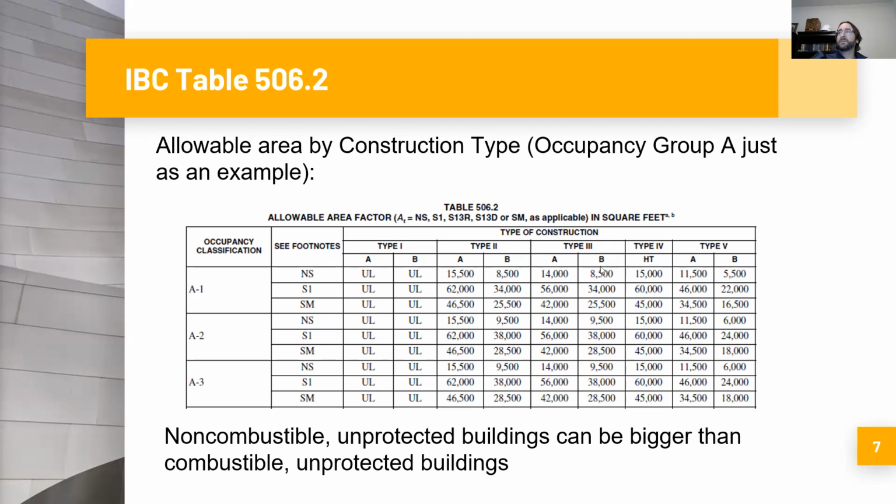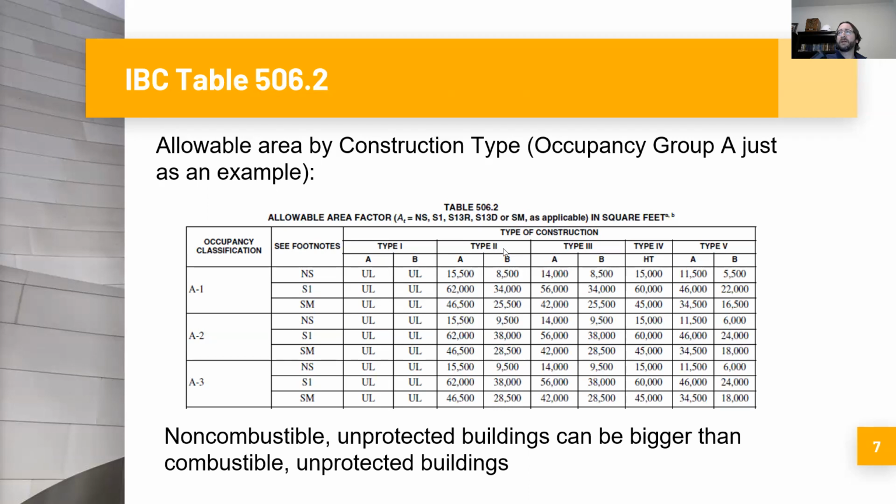You really can't build a very big building out of combustible materials in this situation. But you can see that you go up the chart, once you hit type 2, which is non-combustible, and again, we're talking about no protection, so no fireproofing, just by virtue of the fact that it's a non-combustible material, it can be 3,000 square feet larger. So non-combustible unprotected buildings can be bigger than combustible unprotected buildings. And of course, that's not the only factor here. We also have to consider whether or not the building is sprinklered. That's what these footnotes are. NS means not sprinklered. S1 means sprinklered, but it's only one story. SM means it's sprinklered multiple stories.